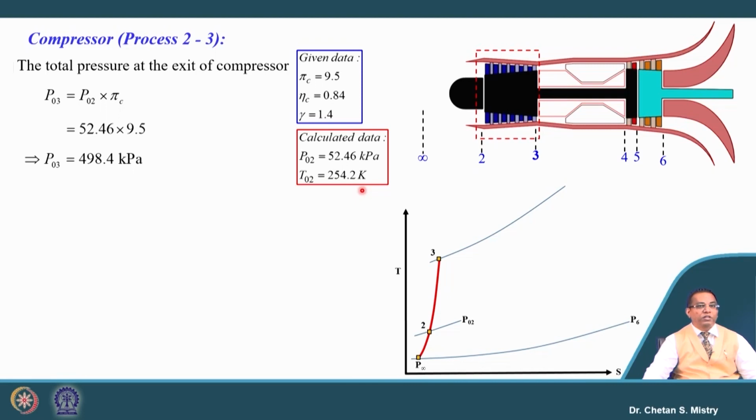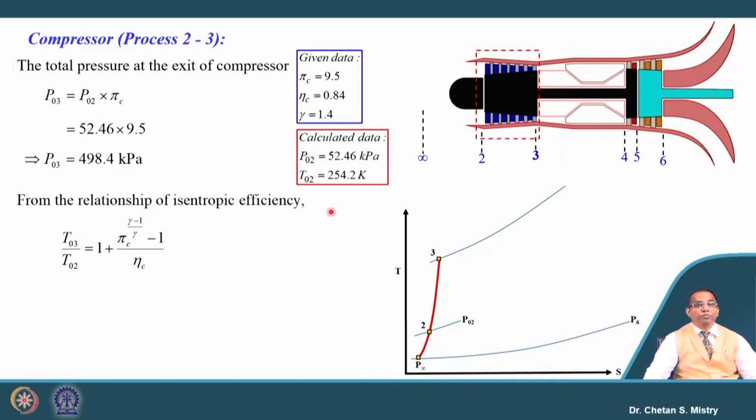498.4 kilopascal. Similarly, in order to calculate the temperature, we correlate it with the efficiency as well as the pressure ratio. Here be careful which efficiency is given. This efficiency is the compressor efficiency, so we will not be bothering with the polytropic efficiency case. Putting in the numbers, 9.5 and 84% efficiency, at the outlet we get a temperature of 527.34 Kelvin.